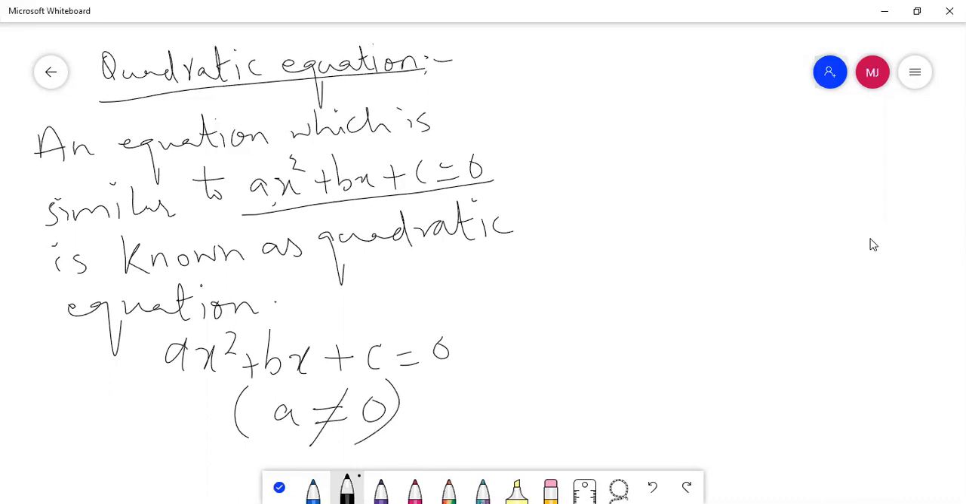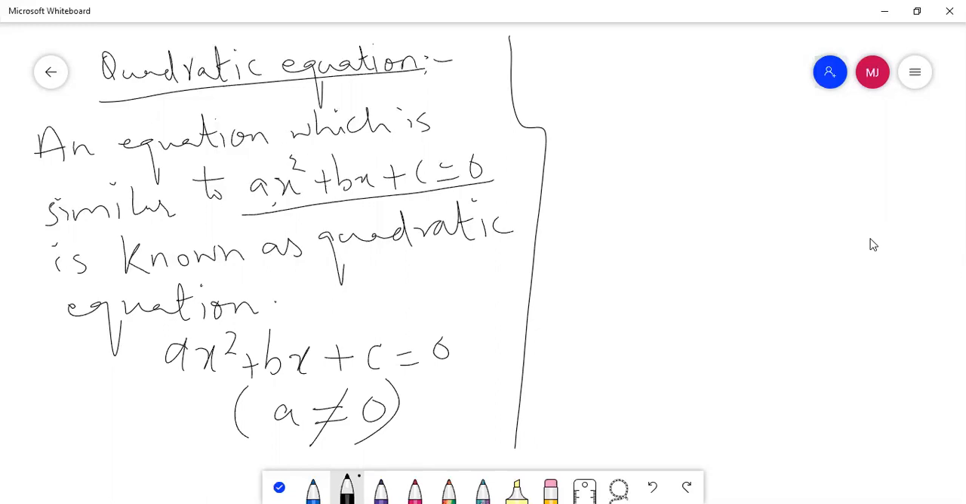If the given equation is quadratic equation, then a must not be equal to 0, because if a gets 0, then it will become linear equation. Okay, so what's the condition here? Condition is that a must always be not equal to 0.